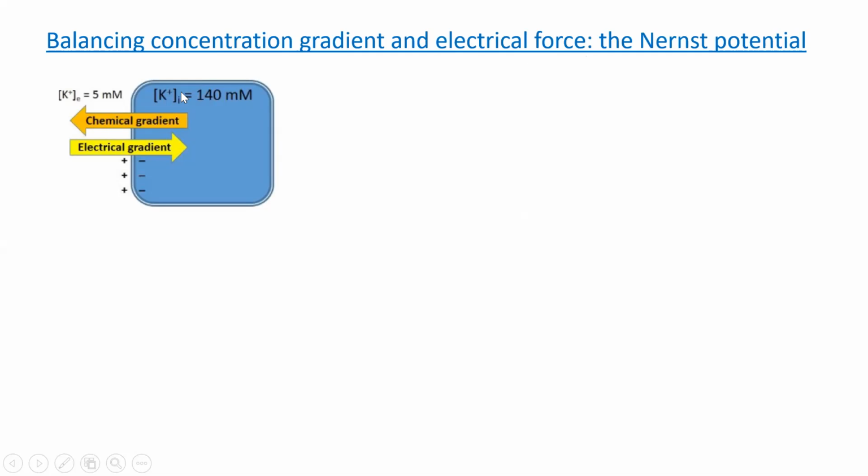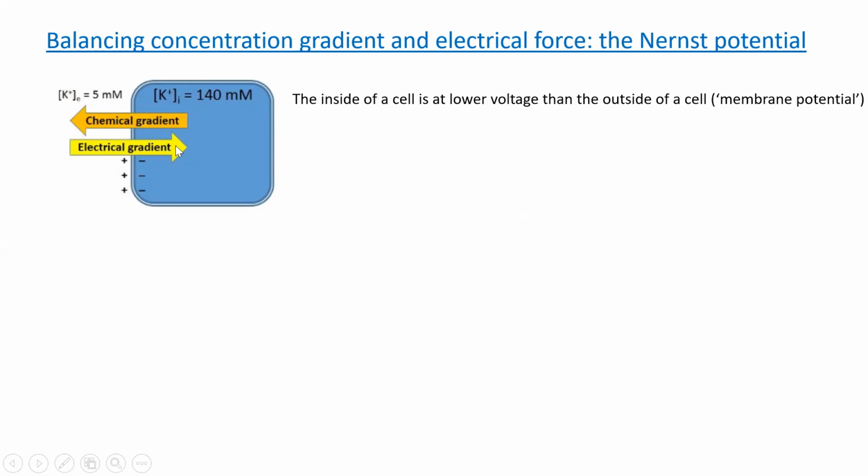Here we have a cell. We pretend there's just one ion in it, which is potassium here, and it has a larger molarity, a larger concentration inside the cell than outside the cell. So naturally the potassium would like to diffuse in the direction of this chemical gradient from higher to lower concentration.